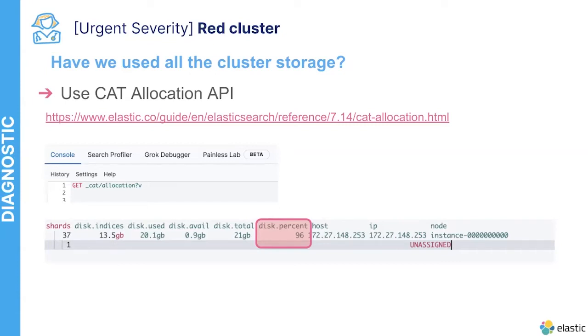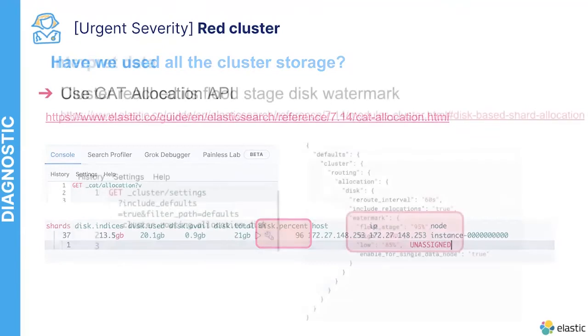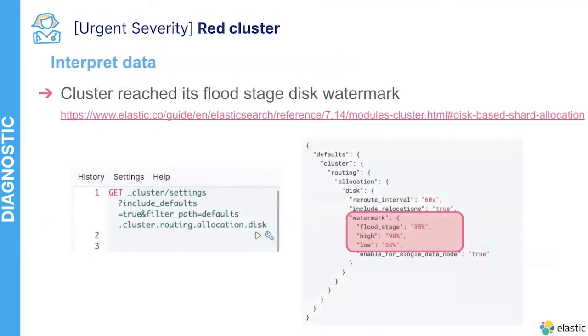To understand that, we can use the cat allocation API to check how much storage we are using. We see that the remaining disk space is very low. In this small cluster, it's just one node with 21 gig of storage that I used for this presentation. We have less than 5% available. We're using 96% of our storage. If we have a look at the cluster settings, we'll notice the default disk allocation values. If we go above 95% of the disk usage, the cluster will become read-only to protect itself.